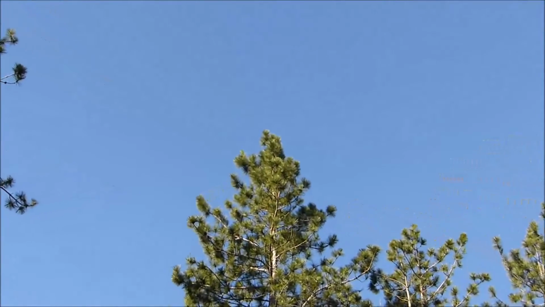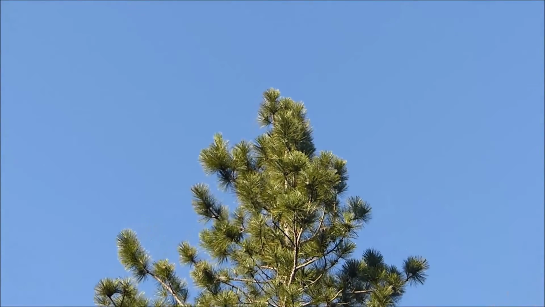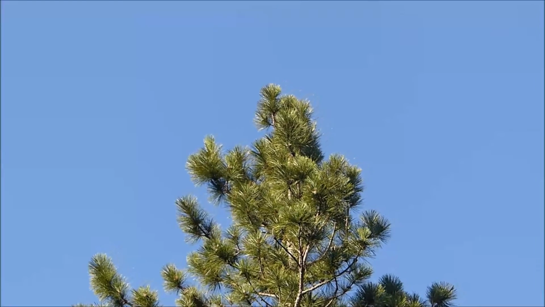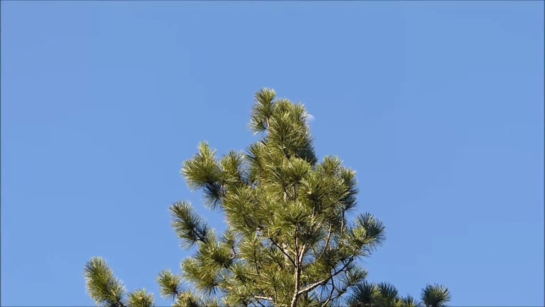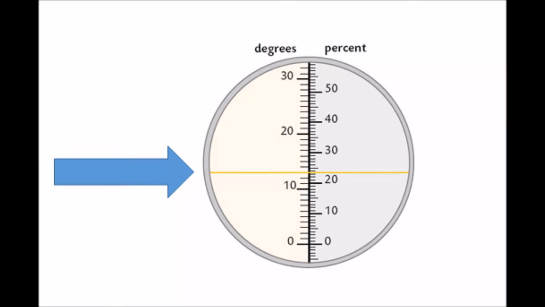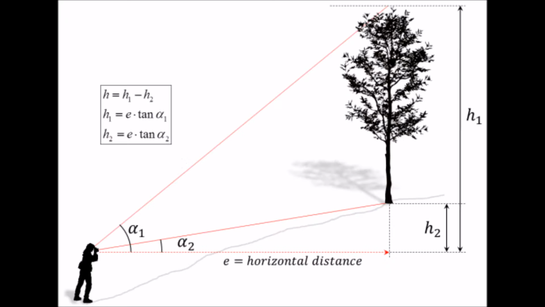Again, use the left-hand scale to determine the angle, in degrees, from your eye to the top of the tree. Make sure the center horizontal line of the scale in the viewfinder matches up with the top of the tree before reading the angle. Once you determine the angle from your eye to the top of the tree, you can utilize some basic trigonometry to determine the height of the tree.